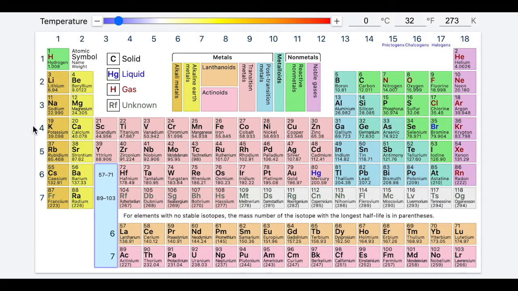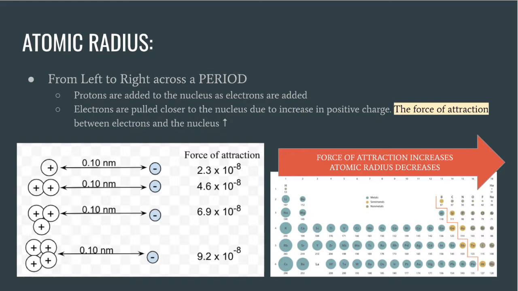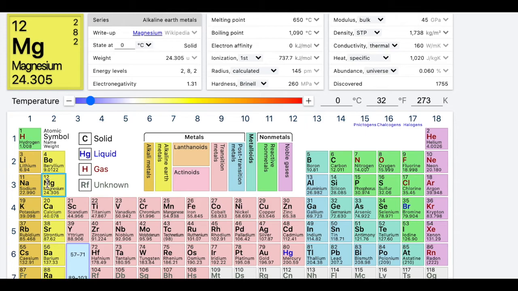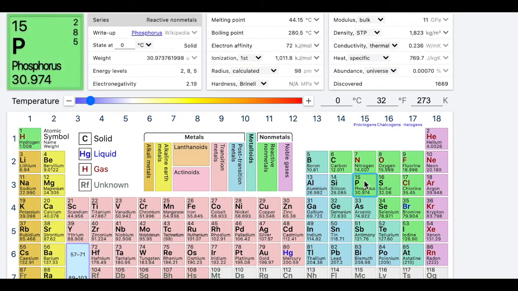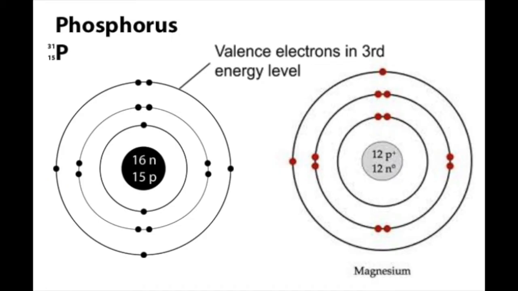If you are looking at a single row or period on the periodic table, you will notice that the atomic number is going to increase by a factor of 1 as you move from left to right. And that's because protons are added to the nucleus as your electrons are added. Now, keep in mind, elements in the same period are going to have valence electrons, or your outermost electrons, housed in the same energy level. For example, if you're an element in the third period, your valence electrons are going to be in the third energy level. That means magnesium as well as phosphorus are going to have valence electrons that are in the third energy level.